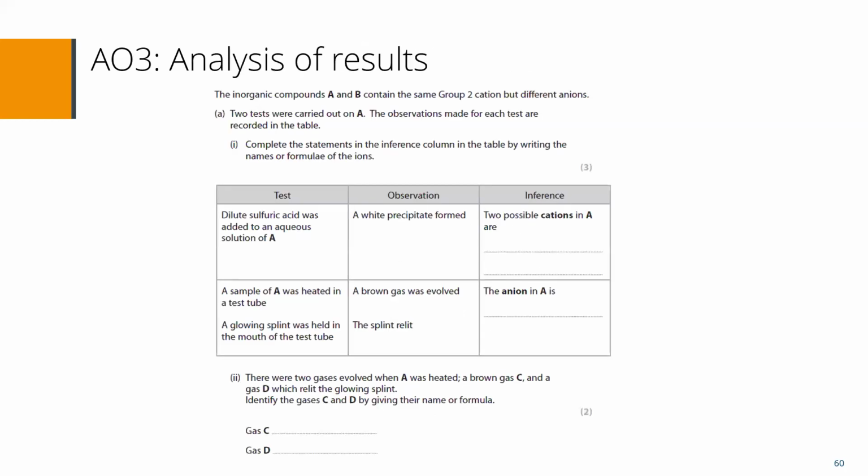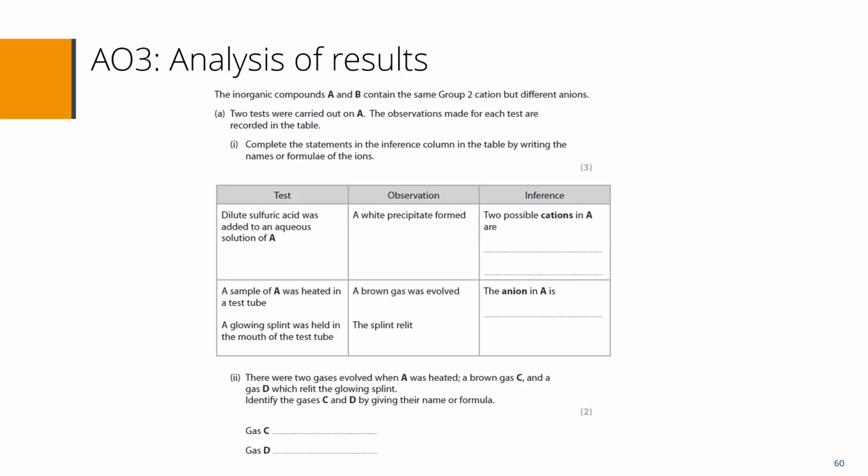There's an example of analysis of results. This is a question that we'll be looking at in a moment, so I'm not going to dwell on it too much. We're going to do something very similar, but not exactly the same. They're told that they've got a white precipitate formed on adding dilute sulfuric acid and asked what two possible cations could be present. Then in the second one, a sample of A was heated in a test tube, a glowing splint was put in, the splint relit, and a brown gas was evolved. What anion is present? So that's analysis of results.